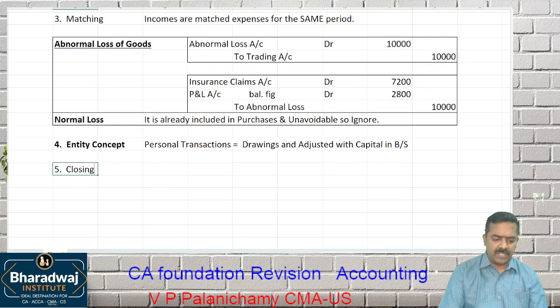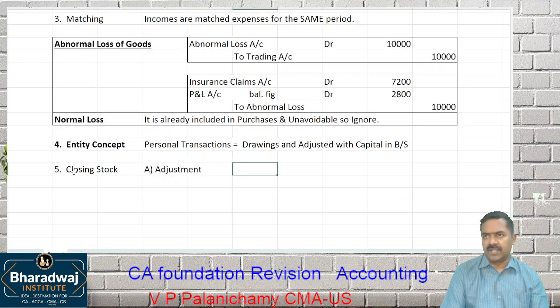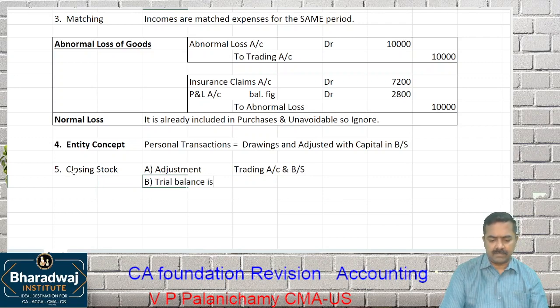How to treat closing stock? Generally, if it is given in which one? Adjustment. If it is given in adjustment, what will you do? You will record in which account? Trading account as well as in balance sheet. Sometimes the closing stock is given in trial balance itself. Here we will take it directly to balance sheet because purchase is adjusted already.